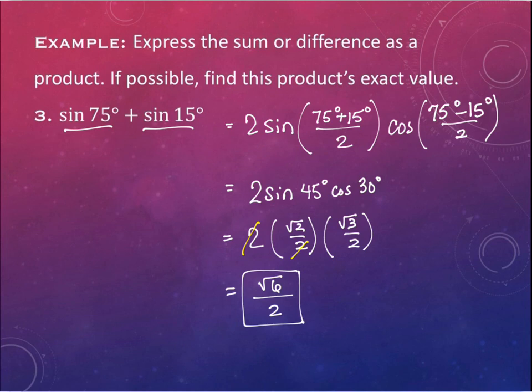How could I check to make sure that this is right? Yeah, you can verify the decimal in your calculator, can't you? You can type in sine of 75 degrees plus sine of 15 degrees and just hit enter. And you can type in square root of 6 over 2 and hit enter, and you can compare the two decimals, and they should match if they're the same. Okay, so we will save the verifying identities for Wednesday.